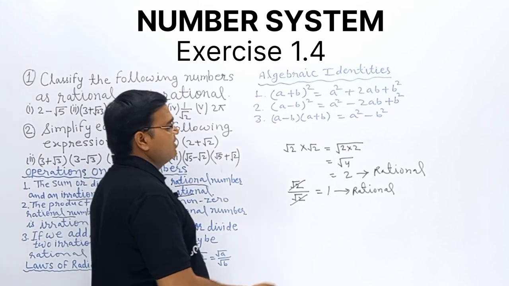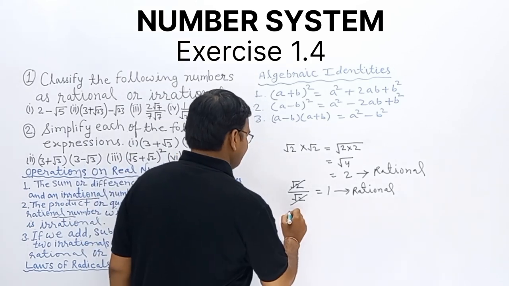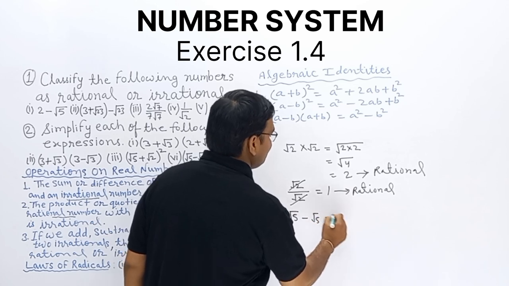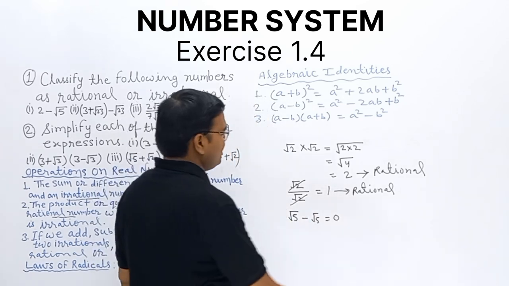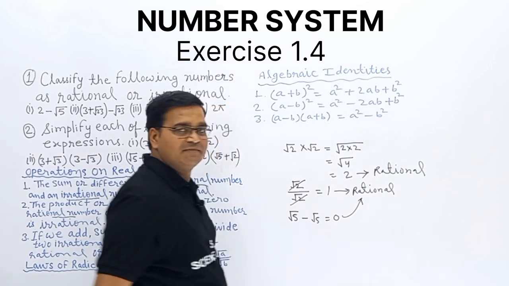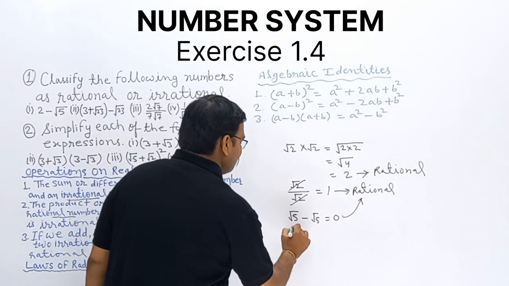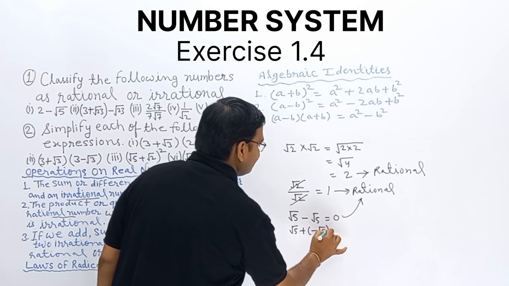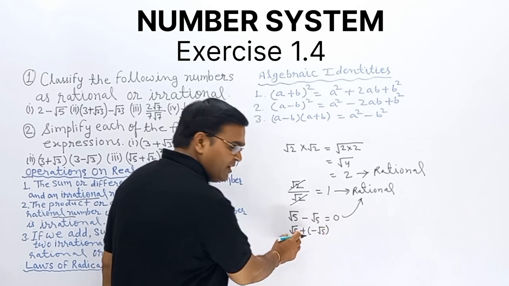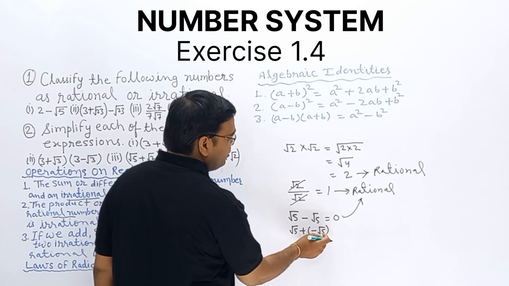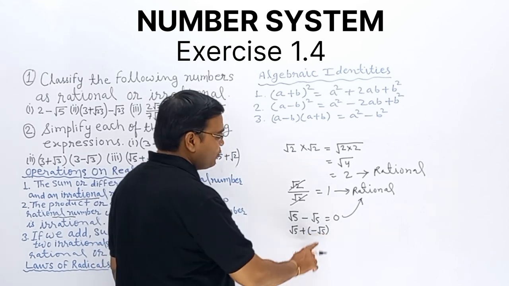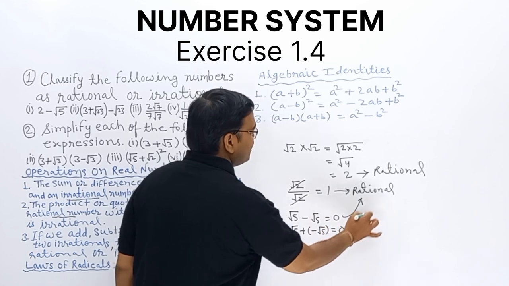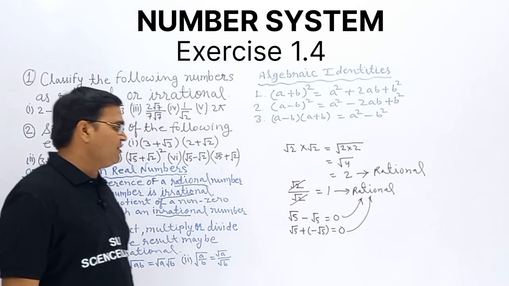Now addition and subtraction. Root 5 minus root 5, the result is 0. Yes or no? The result is 0. This is a rational number. Adding root 5 plus minus root 5. Root 5 is an irrational number and negative of root 5 is also an irrational number. We are adding both. The result will be 0. So 0 is a rational number.